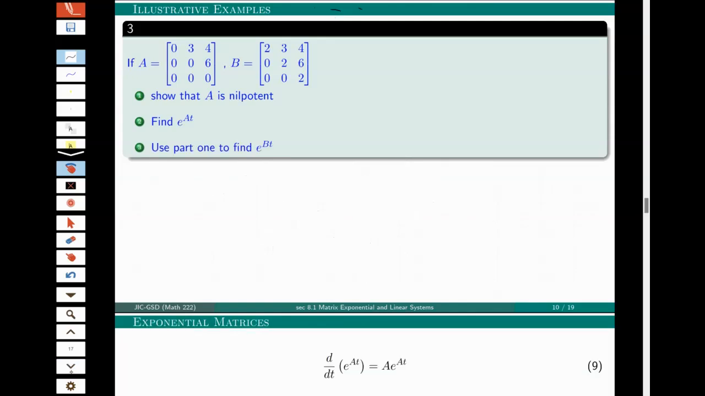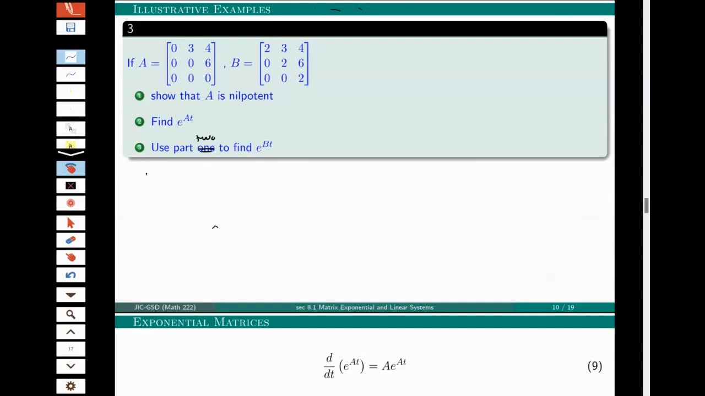That's the only idea we have today. It says use part 1 to find e to the power Bt. Now, which means actually we will use part 2, not part 1.